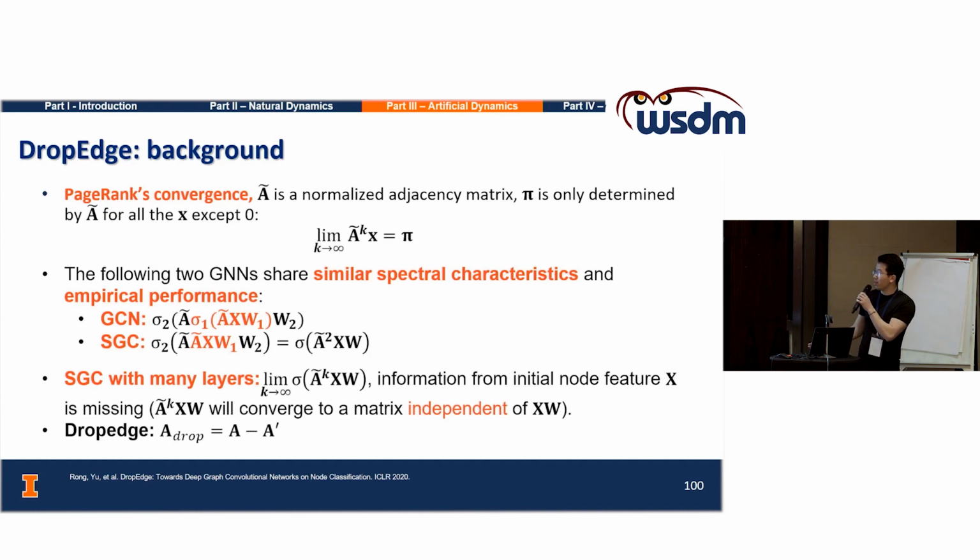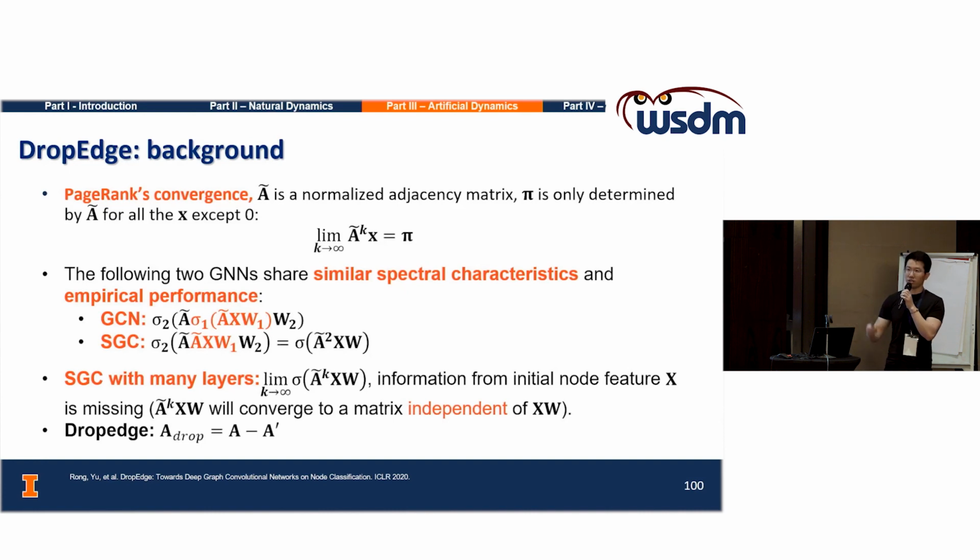And what will happen? Finally, we find the matrix within the nonlinearity will converge to another matrix, which is independent of the given feature matrix X multiplied by W, right? So that's not what we want. Why? Because the given node feature is missing. Okay. So that's the background for why they propose DropEdge.